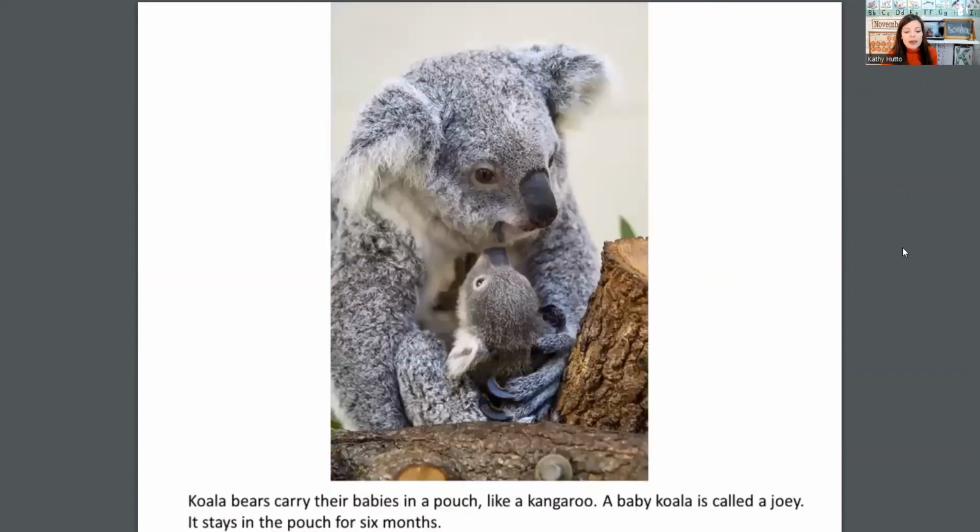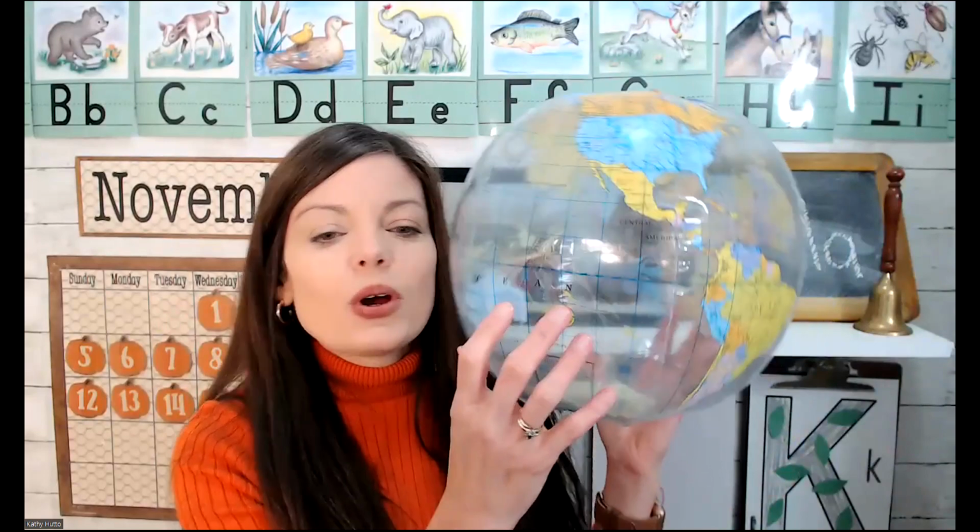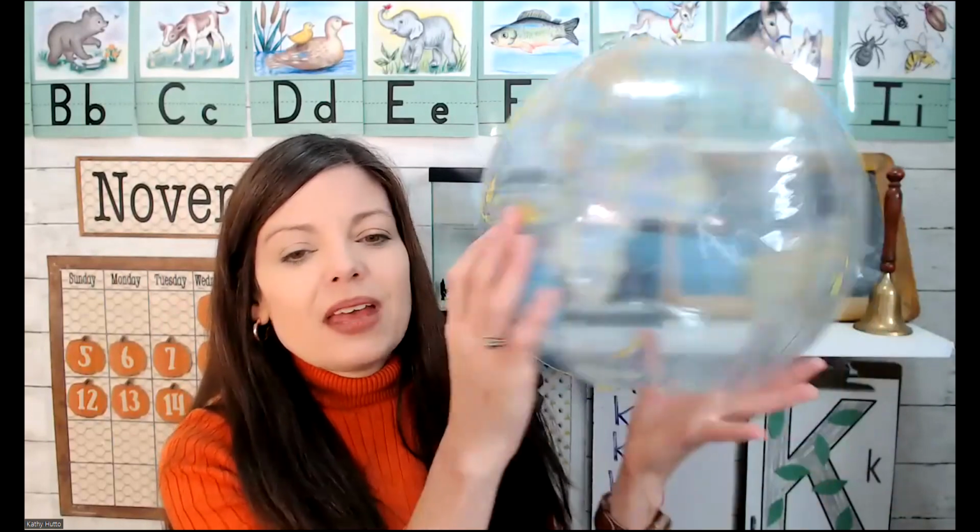Koala bears carry their babies in a pouch like a kangaroo. A baby koala is called a joey. It stays in its mommy's pouch for about 6 months as it grows and gets bigger. So take a look at this. This is the world. Well, it's a ball, but it shows the world, and it shows all the many places around the world. If you look right here, this place is called Australia. That's where koala bears are from, Australia.